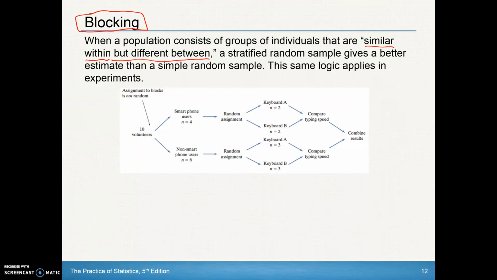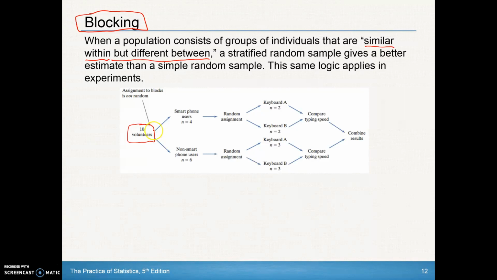A stratified random sample gives a better estimate than a simple random sample. The same logic applies in experiments. So again, if we want to make sure that we've got representation from different groups, we'll want to block on those different groups. As we see in the experimental design graphic down below, we're going to start off with our 10 volunteers. Those people are all probably similar within, but different between them.